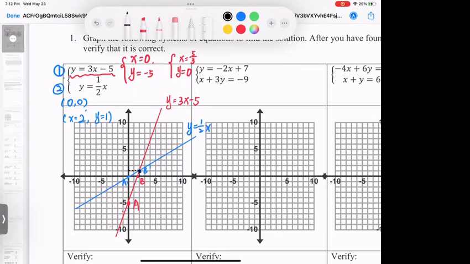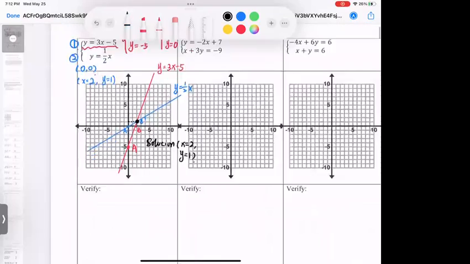Let's see whether that is true or not. We have the solution, the black point. At this point, x equals 2, y equals 1. So if x is 2 and y is 1, let's verify whether it is the solution of the system.